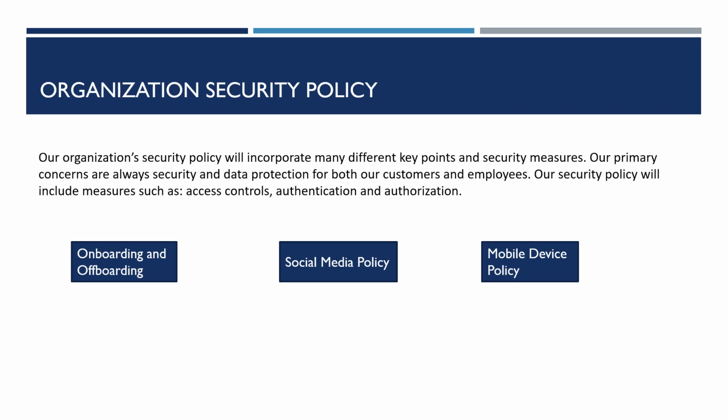So moving into our organization security policy, we're going to incorporate many different key points and security measures. Our primary concerns are always going to be security and data protection for both our customers, our employees, and our business as a whole. Again, we're going to use measures like access control, authentication, and authorization. The 3 main categories of our security policy are going to be our onboarding and offboarding process, our social media policy, and our mobile device policy.